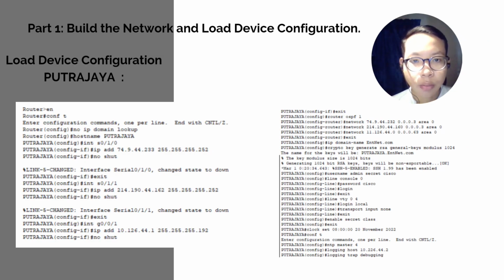For load device configuration in Putrajaya, we have to change the name to Putrajaya and we enter the interface and insert the IP address that we have created on the IP address table, and then we configure OSPF. Then we create security, which is a username and also a password. Here you can see the Putrajaya configuration.